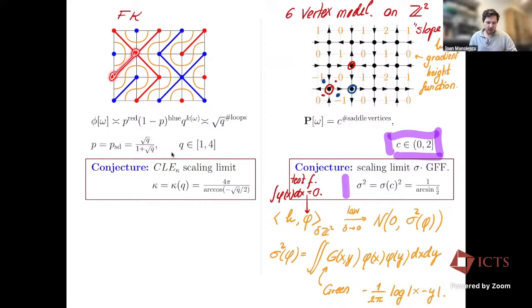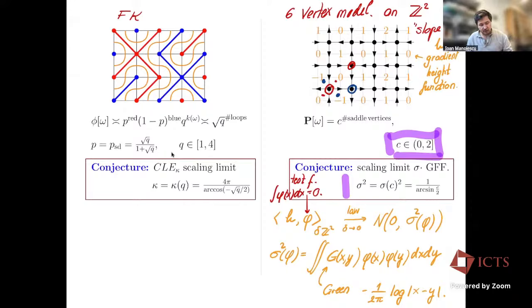So you either put diagonals between the red vertices, say the even vertices, or between the blue vertices, and then you weigh such a configuration by p to the number of red edges, 1 minus p to the number of blue edges, q to the number of red clusters. It turns out that if p is the self-dual point, then this is almost proportional to square root of q to the number of loops in this loop representation. And what we've seen is that for q between 1 and 4, the phase transition of the model is continuous, meaning there exists a critical measure that exhibits indications of having a non-trivial scaling limit.